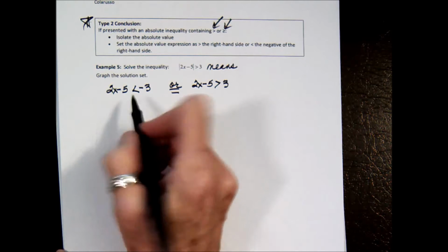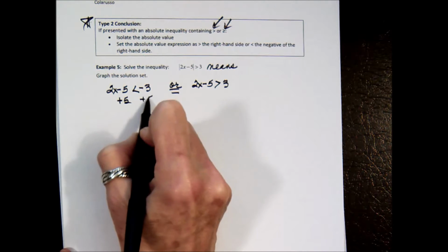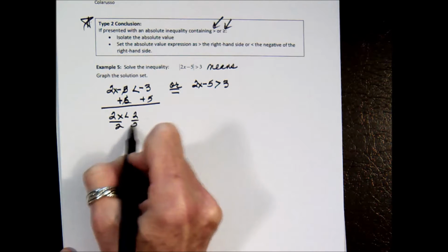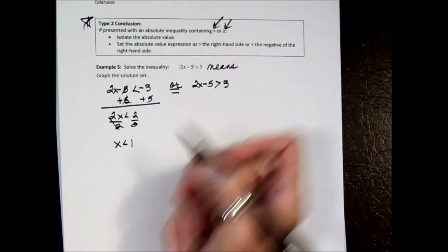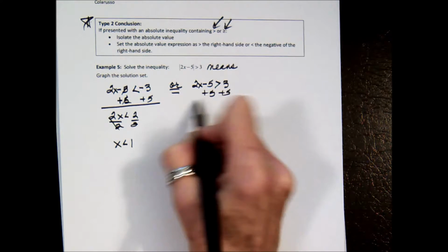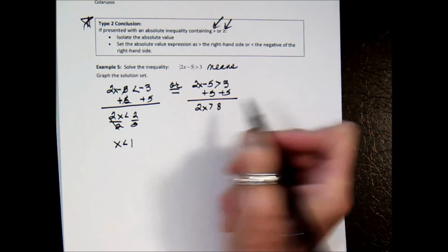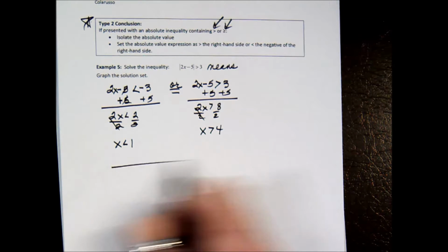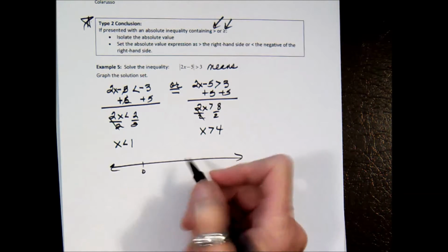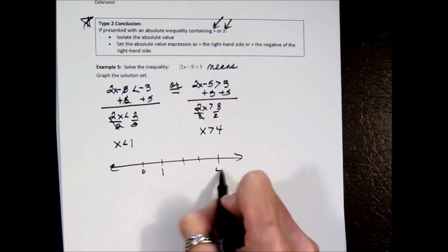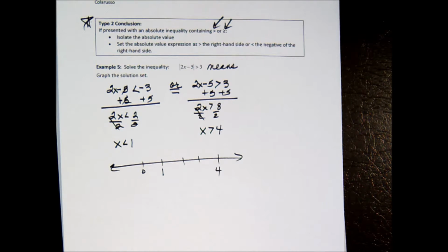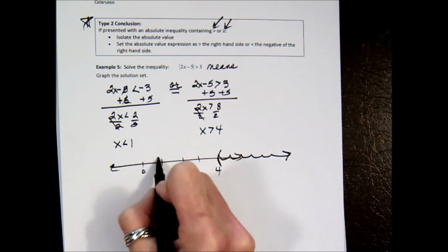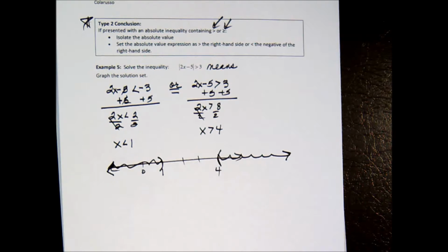So now I have to solve this. I add a 5 to both sides. I get 2x is less than 2. I divide by 2. I get x is less than 1. Or here I add a 5 and I get 2x is greater than 8. I divide by 2 and I get x is greater than 4. So on a number line, this is my 0, I have 1 and 4 as my key numbers. And what is the region that works? Everything that's greater than 4 or less than 1. It goes that direction.